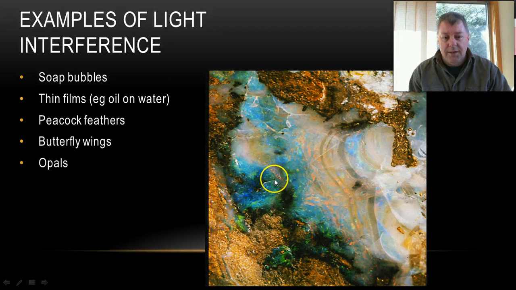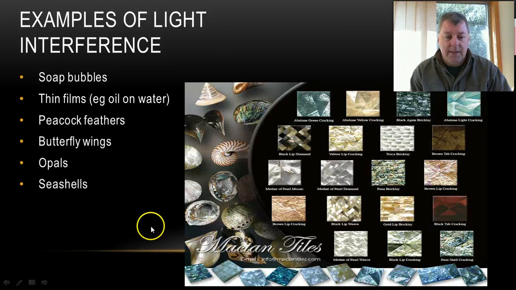Opals. Opals are a silicate that forms in rocks where weathering has occurred, and if you've ever seen an opal, they shine and you can see all sorts of different colours in them, and that's because of light interference from the structure within them. Seashells.